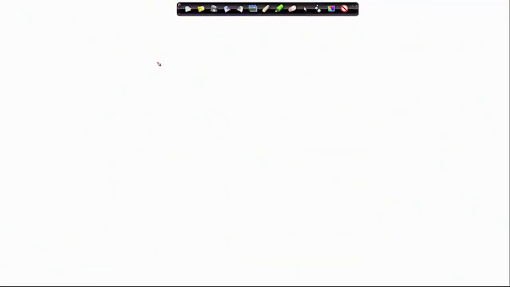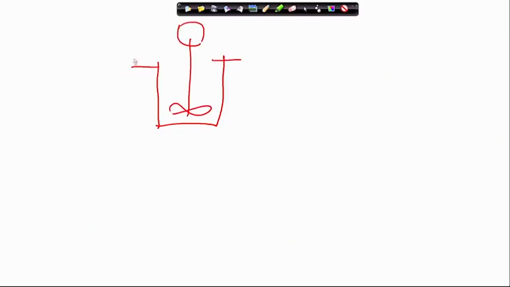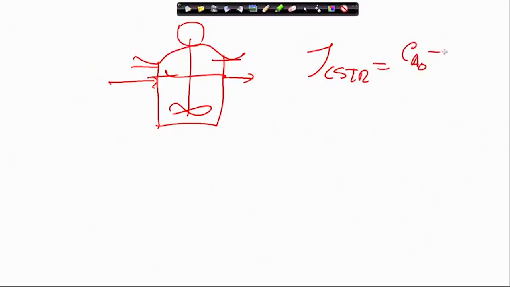Suppose, let me first assume this is a CSTR. There is the input and output, am I right? Then what is the equation that we have? We have the equation that tau CSTR is equal to (CA0 minus CA) by minus RA, and this is equal to V by F.